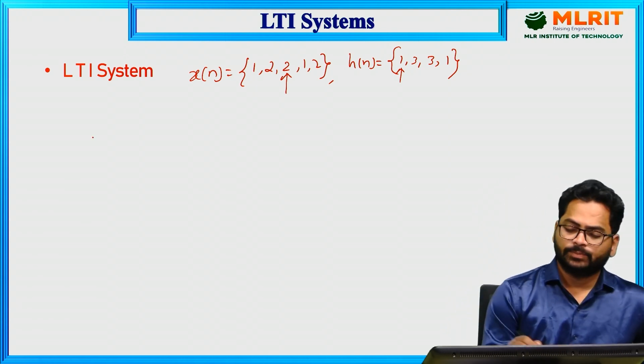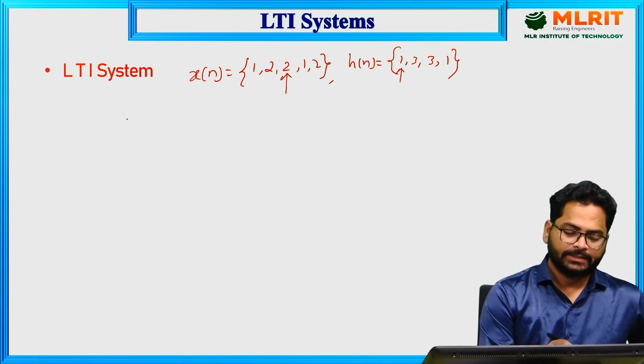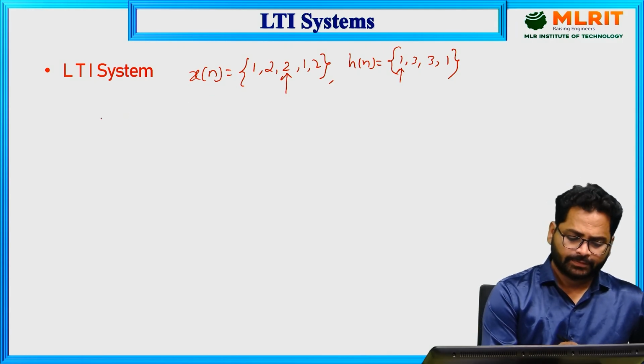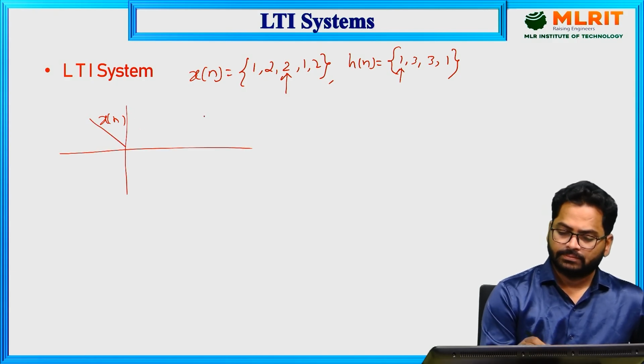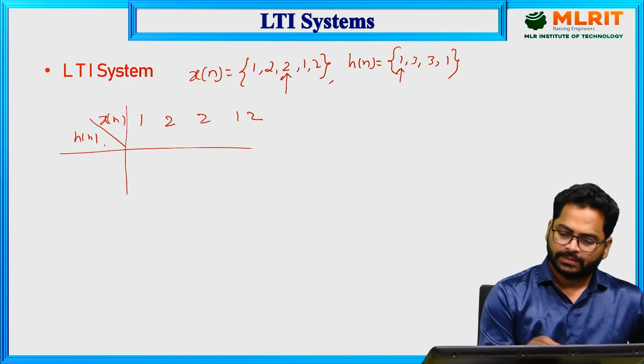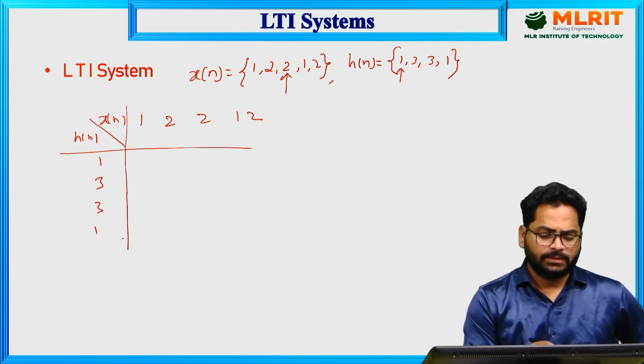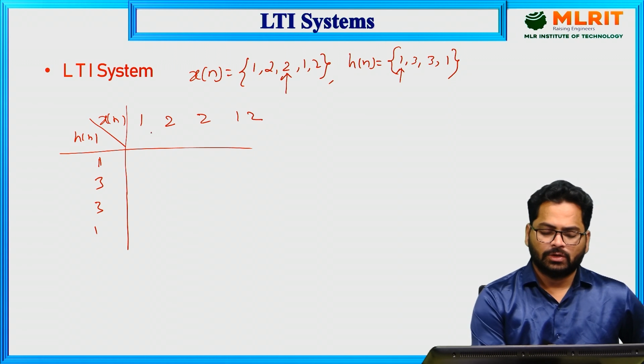Now I will use the tabular method. So by using the tabular method, first of all I am writing x of n. x of n is 1, 2, 2, 1, 2. Next, this is h of n. h of n is equal to 1 3 3 1. Okay, now multiply these two signals, this one with all the rows.